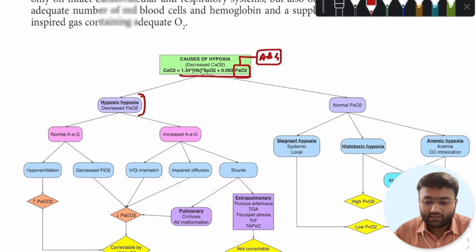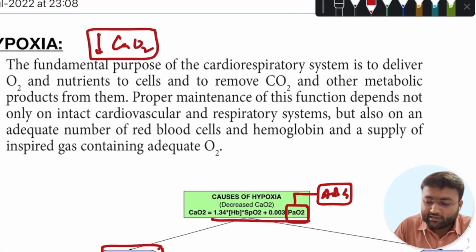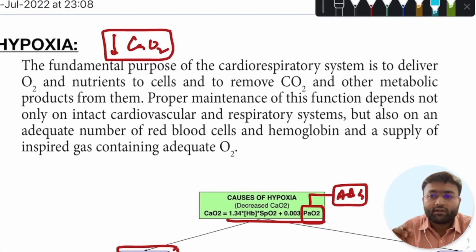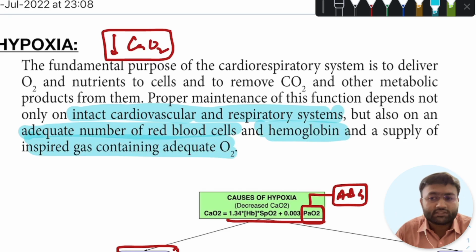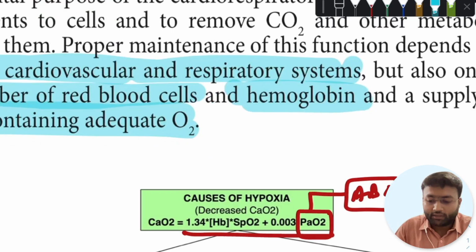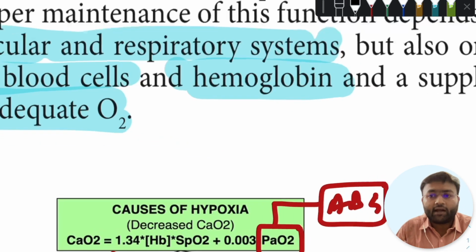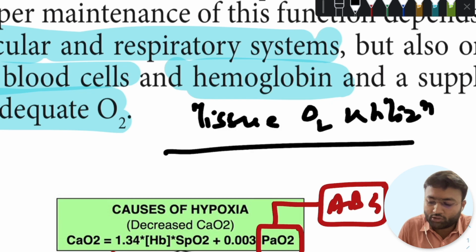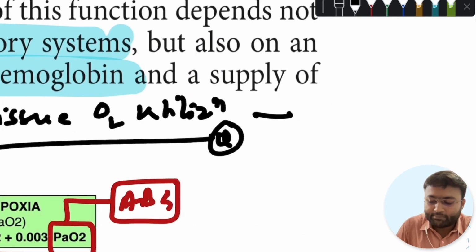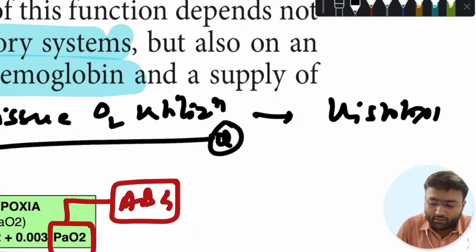The chapter opening statement from Harrison states very clearly that for adequate respiration, you should have intact cardiovascular and respiratory systems. Along with that, you should have an adequate number of red blood cells, normal functioning hemoglobin, and also a normal level of oxygen content in your environmental air, in the inspired air. Along with that, I will add one more extra sentence. You should also have normal tissue oxygen utilization. This is also important, and thus when this is impaired, it gives rise to histotoxic hypoxia.